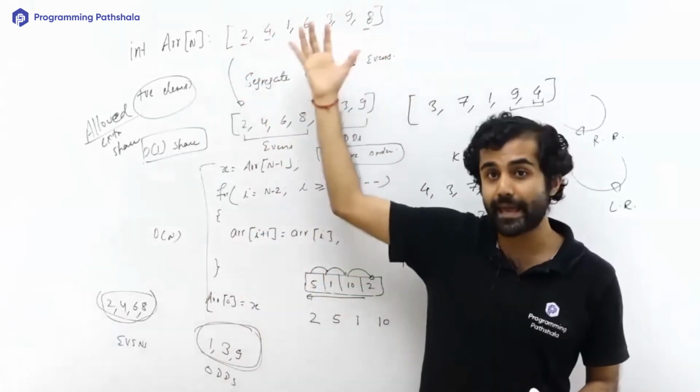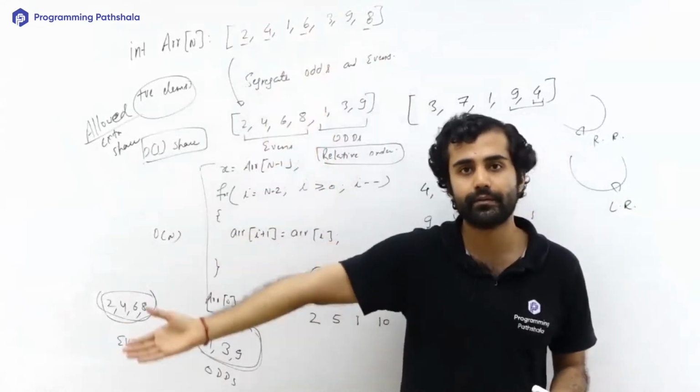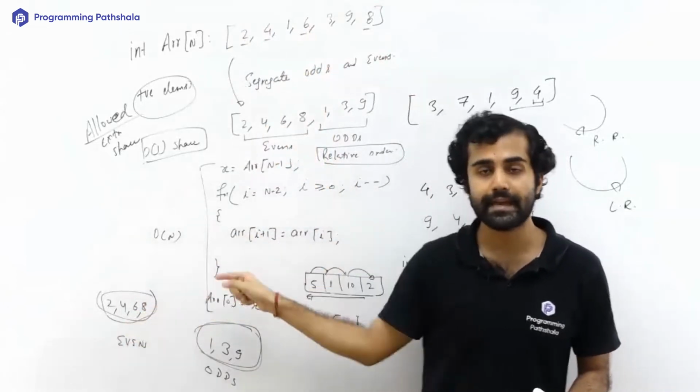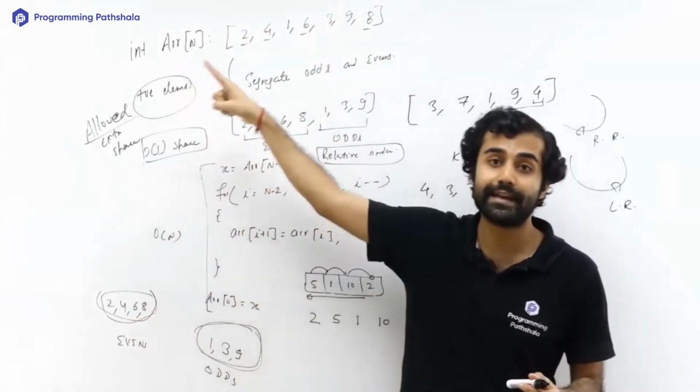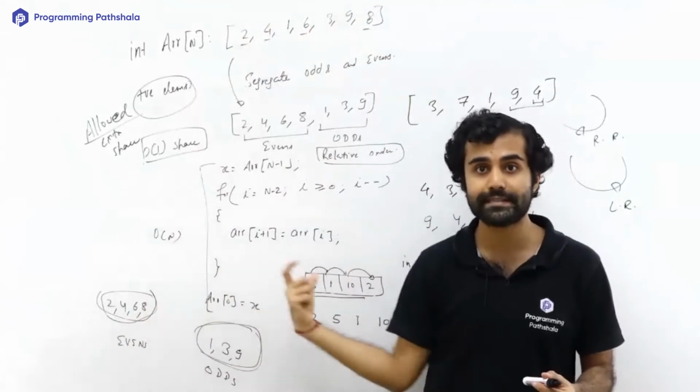So let's say if m even elements are there, then you would want to create the first array of size m and the second array of size n. But that does not look too good, right? Because you're doing one extra iteration just to figure out the sizes of your arrays.